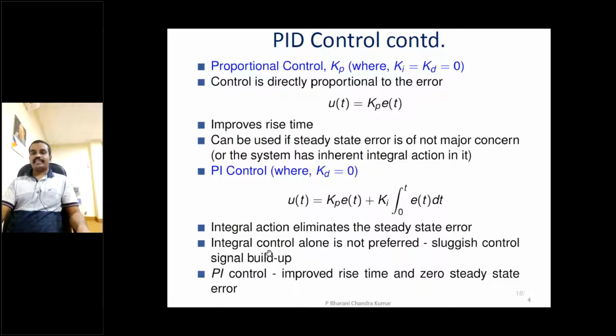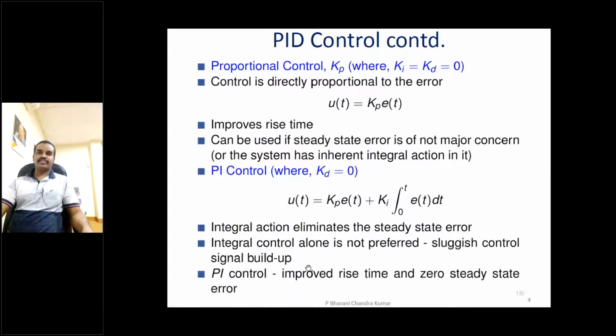However, the problem here is if you use only integral, that means only Ki and Kp equal to 0, it is not preferred. So integral control alone is not preferred. That means u of t equals Ki into this integral term, so Kp is 0. That is not preferred because it will cause a sluggish control signal buildup. It will slow down the control buildup, and hence your response will also be slow.